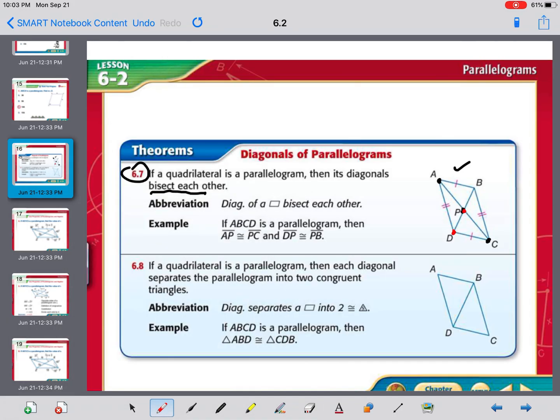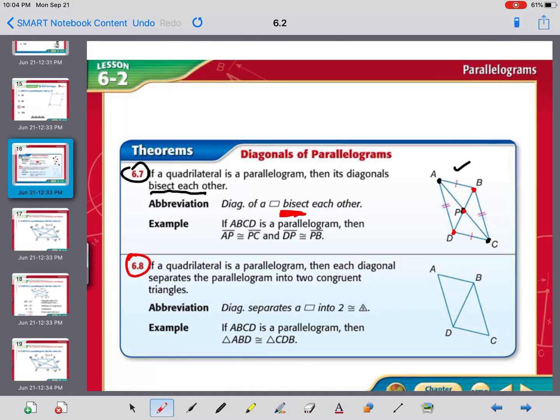And DP is congruent to PB. That's just how it works. They bisect each other. And that can be nice to know.